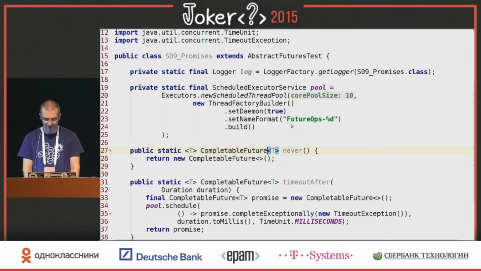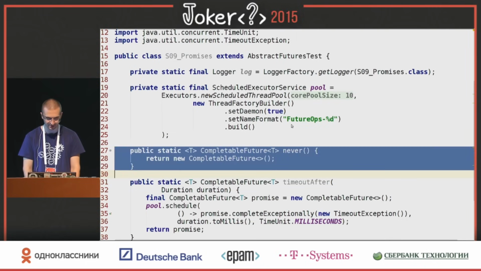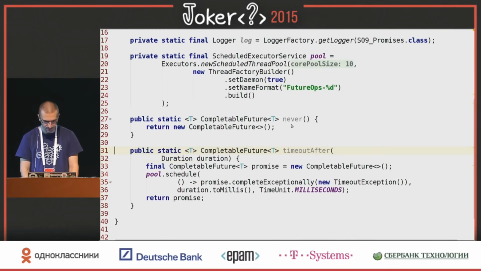So this one is called never. It's a factory method for futures that never complete. And this is the simplest use case. You can create a future that no matter how long you wait for it, it will never give you any value, simply because there is no logic for that. But there are more interesting ways of doing so.